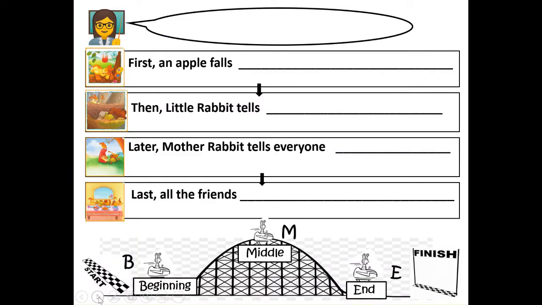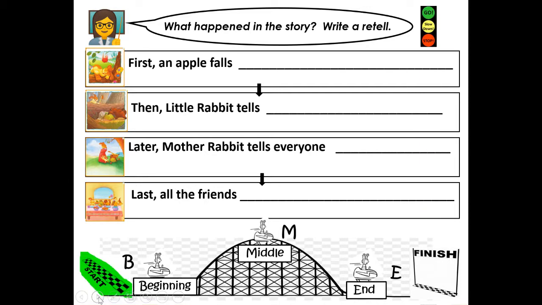All right, now we're going to write your retell. What happened in the story? Write a retell. We're going to go. Green means go. We're going to start at the beginning. First, an apple falls. So say that and finish your sentence. After you say the sentence, push pause and write your green sentence. When you're finished writing your green sentence, push play.